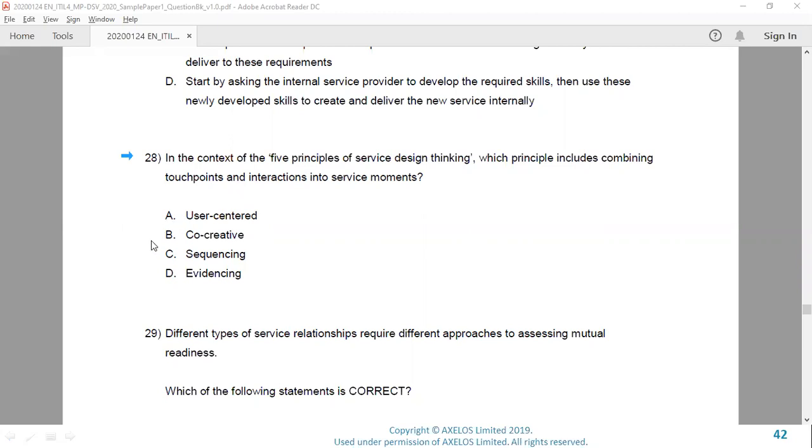Therefore, A is incorrect. B, co-creative. Co-creative principle is about involving stakeholders in the design process. All relevant stakeholders should be included in the design process. And therefore, the question is not connected to this. Sequencing is the next one. Sequencing is about deconstructing customer journeys into single touch points and service interactions. Then, when combining them, these create service moments. Therefore, the question is about the combination of these touch points and interactions. Therefore, C is the correct answer.